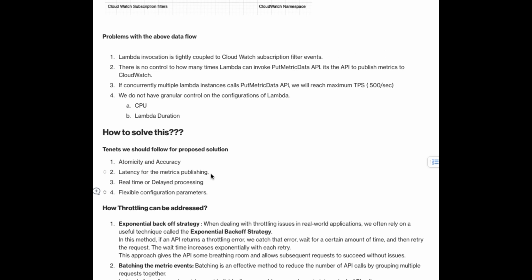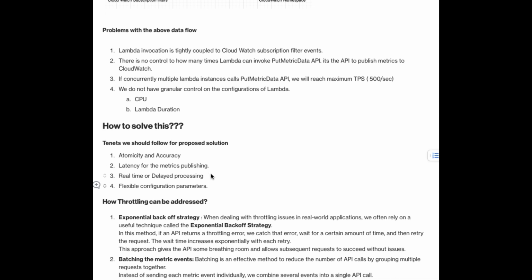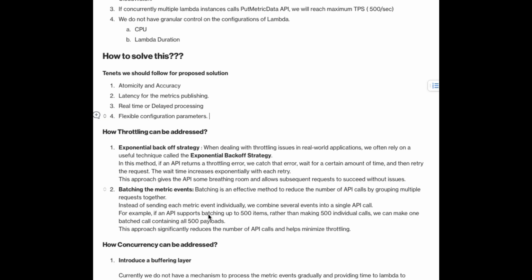In this video, I'm going to talk about the delayed processing itself, and we also want flexibility in terms of configuring the parameters related to the compute, that is Lambda. So how can throttling be addressed? Let's target this problem first.